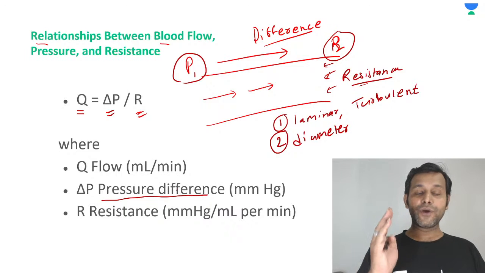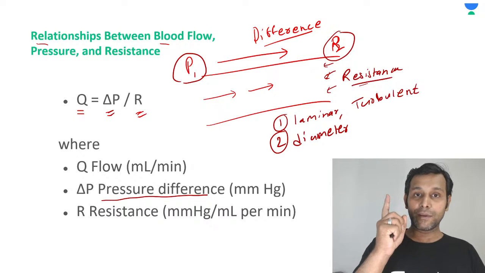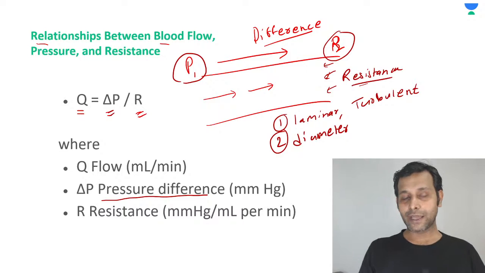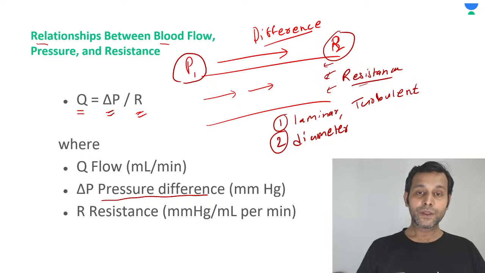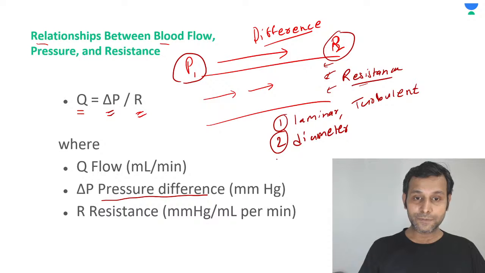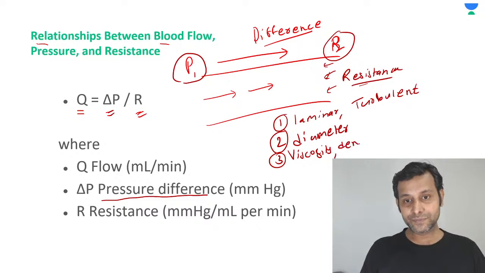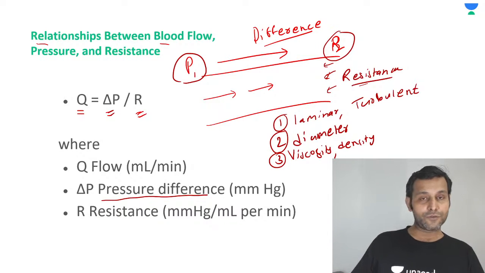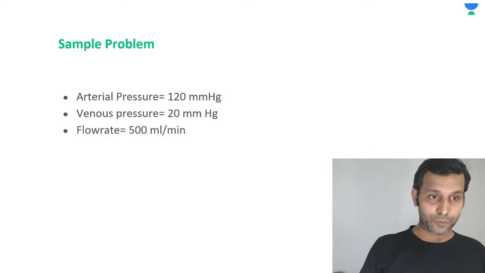If you have to understand the flow across a vessel, you have to keep two things in mind: the pressure difference across the two ends of the vessel, a capillary or a blood vessel, and the resistance to the blood flow. The resistance depends upon laminar blood flow, turbulent blood flow, diameter of the vessel wall, viscosity, and also density. More viscosity or more density will offer a higher resistance, and lesser viscosity offers a lesser resistance. Depending upon these things, we'll be solving one more problem here.